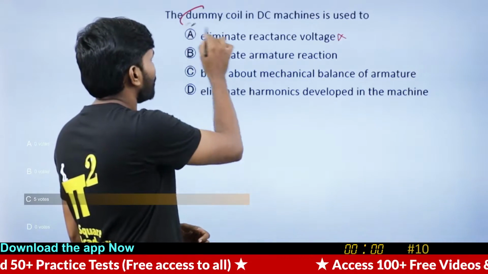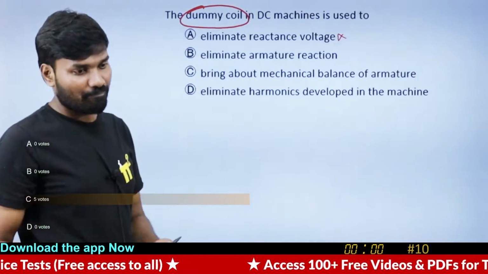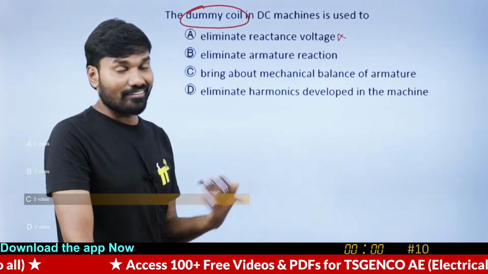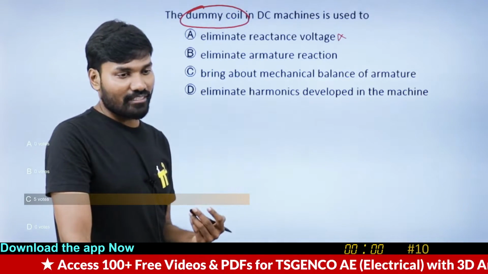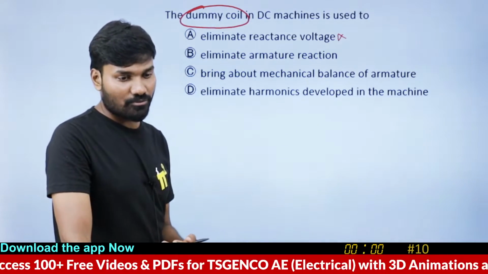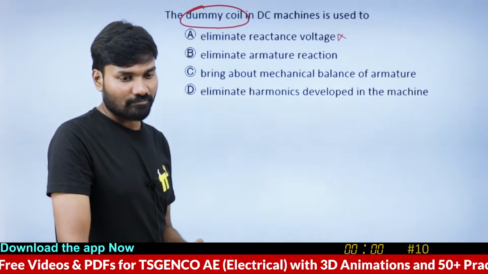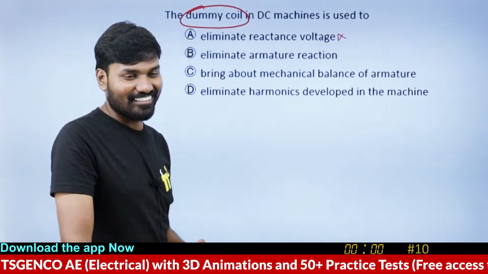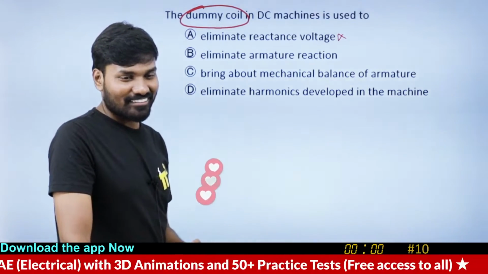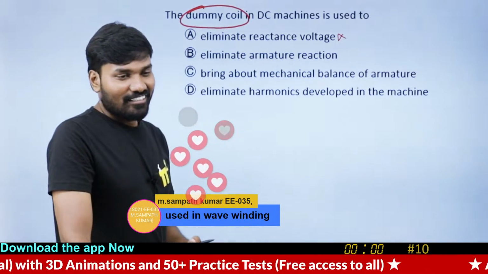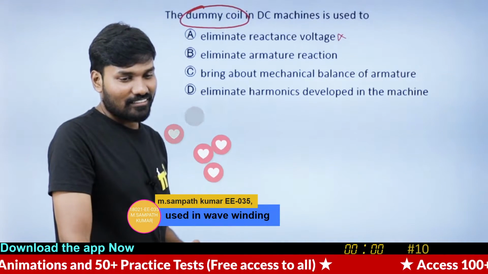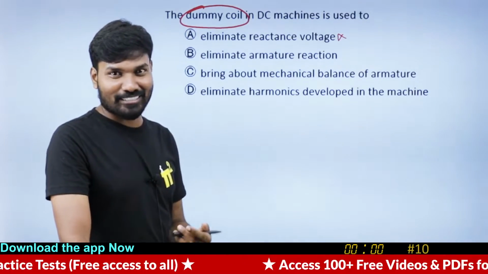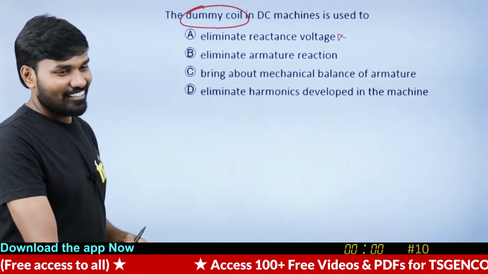These dummy coils are used in which winding? Tell me that. Only in one type of winding are these dummy coils used, not in all types of windings. So which type of winding? Yes, Sampath has already given the answer. Amazing, Sampath. That's good. Before I even asked the question, he expected my question and answered before I asked. Good.